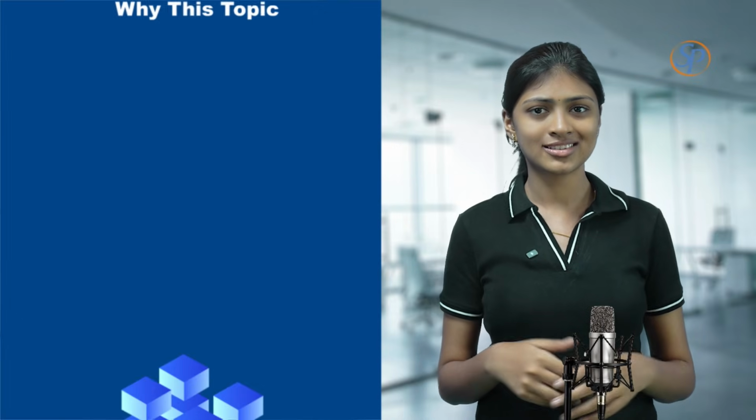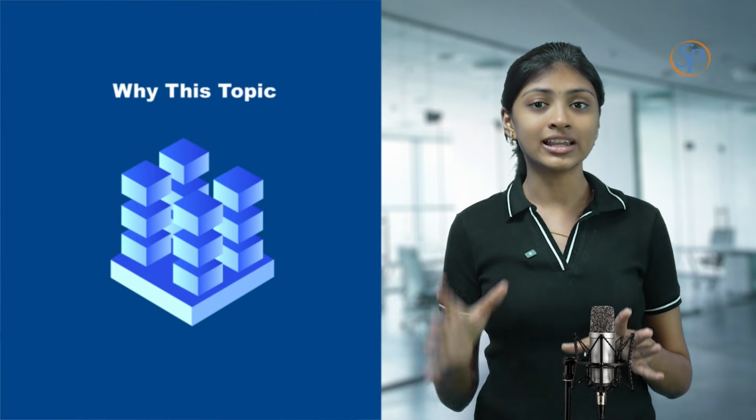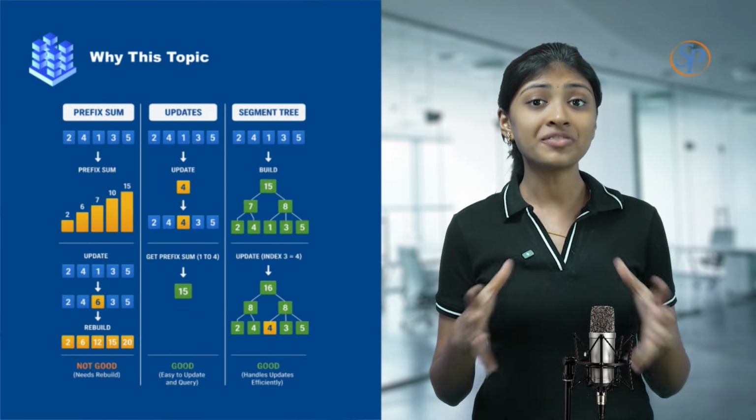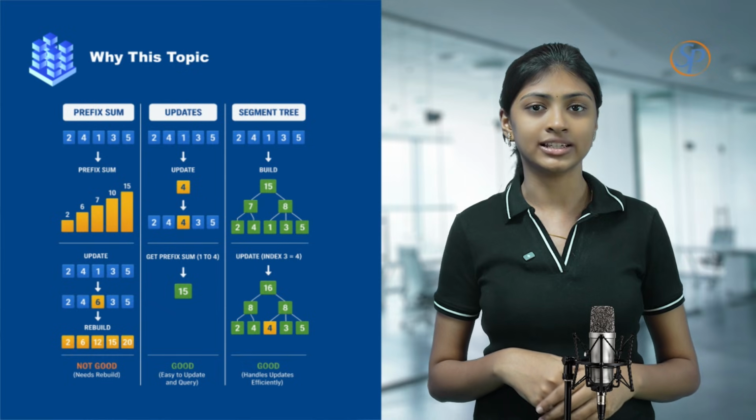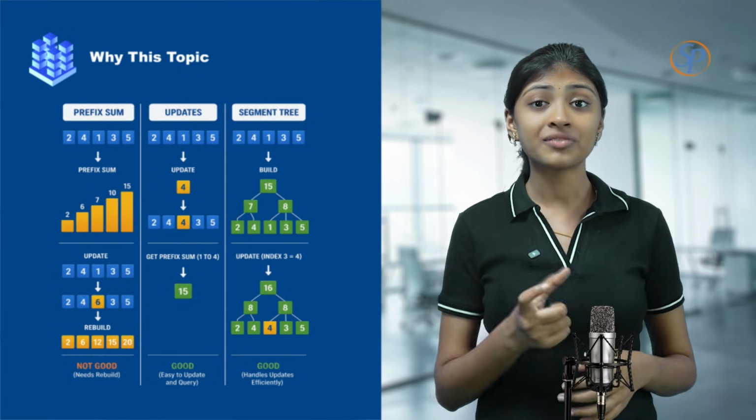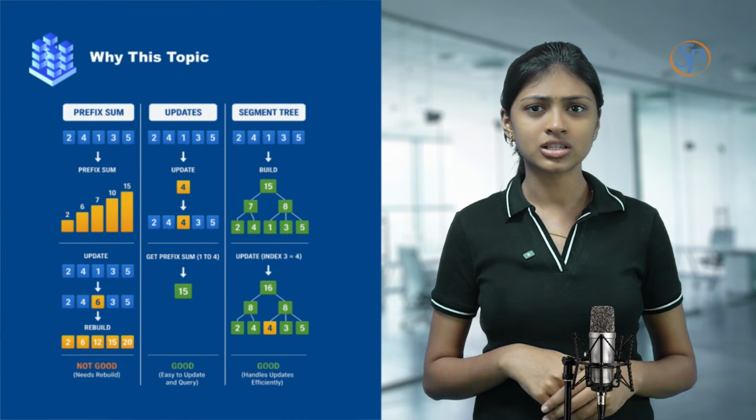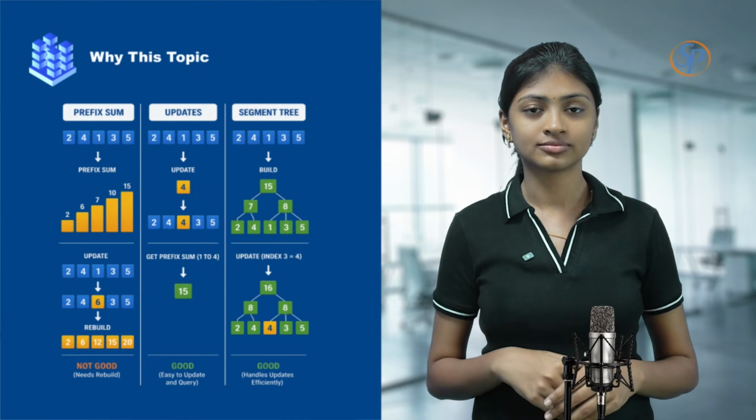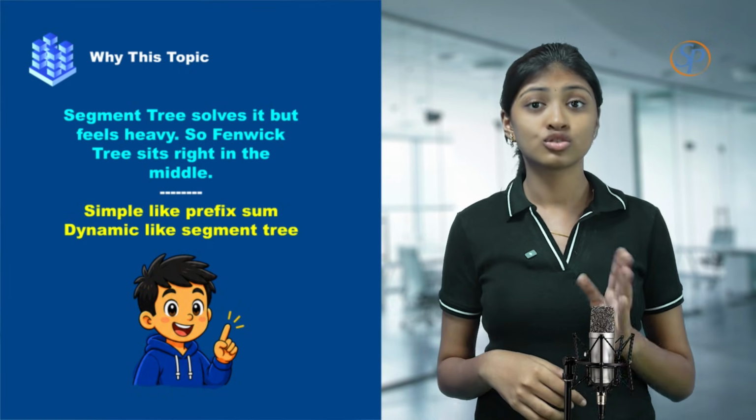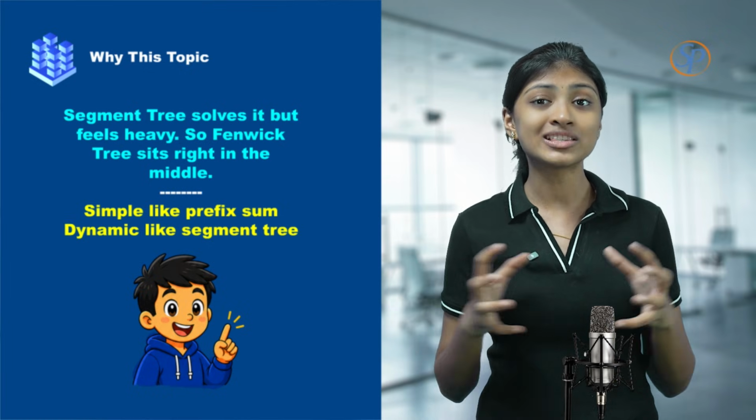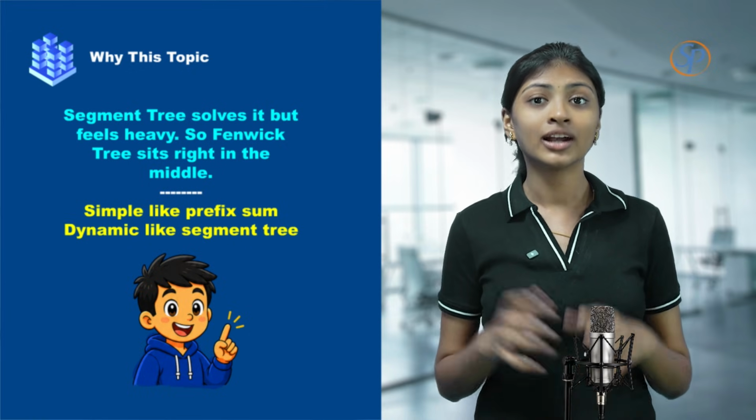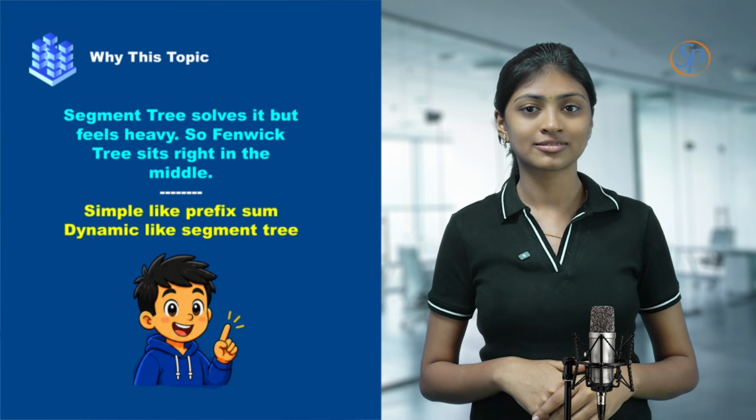So why do we need this? Now let's think clearly. If there were no updates, prefix sums would solve everything easily. But once updates start happening, prefix sums break because you need to rebuild. Segment trees solve it but feel heavy. So Fenwick tree sits right in the middle. Simple like prefix sums, dynamic like segment trees.